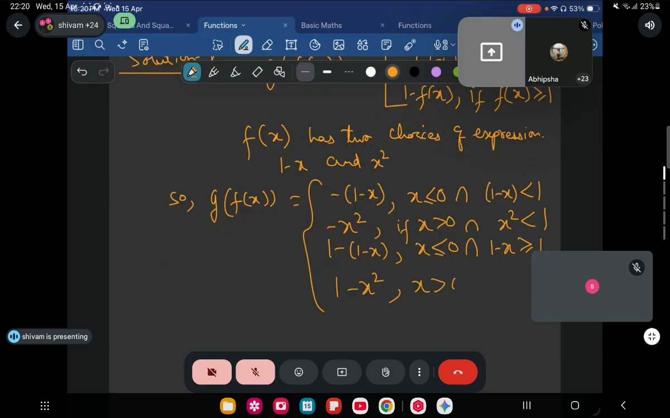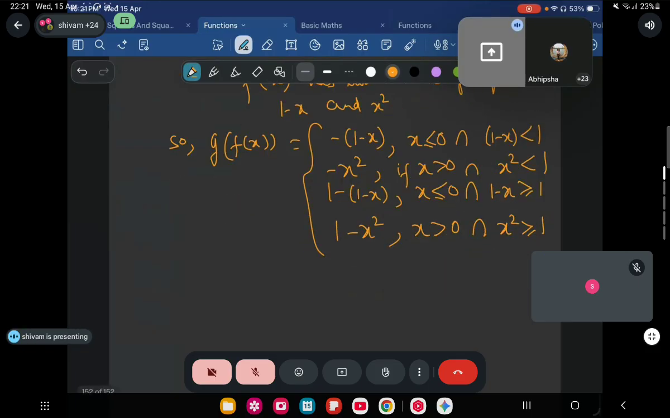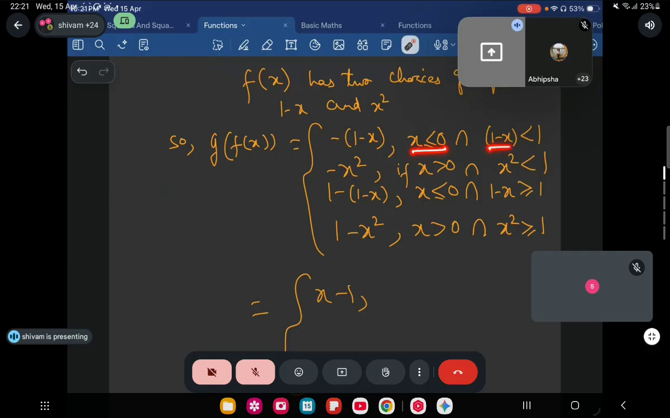If x is greater than 0, intersection x square is greater than or equal to 1. Tell me, is it clear, Aisha? After this, we have to do simplification. When you simplify, you can see minus of 1 minus x will become x minus 1, and x is less than or equal to 0. Solve this inequality, what are you getting? Are you getting x greater than 0?